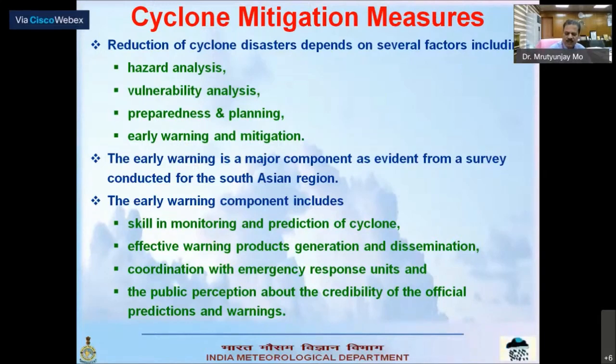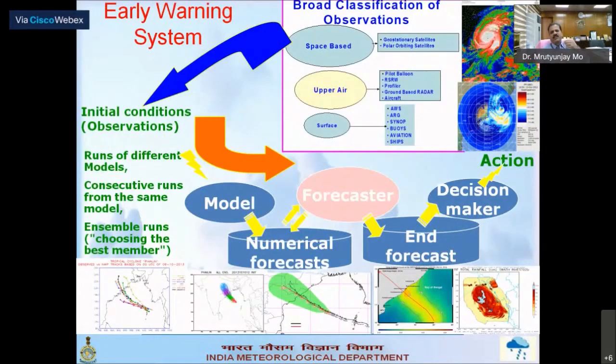And luckily, over the years, with the technological investment, the warning has been quite accurate and people believe it, the customers believe it, and hence they are acting upon it and taking actions to minimize loss of lives. Now, in a nutshell, the early warning system for cyclones consists of various steps.